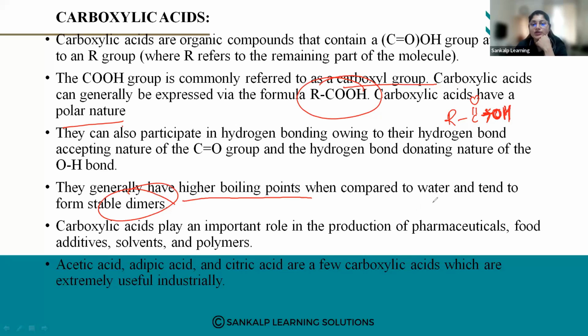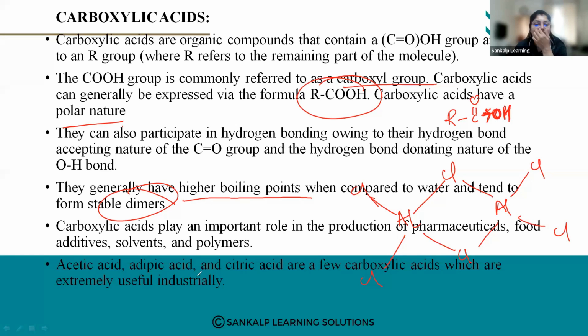What do you mean by dimers? Dimer means they are like this. Suppose Al, Cl, Al, Cl. So this is the dimer. So they form like this, dimer form.